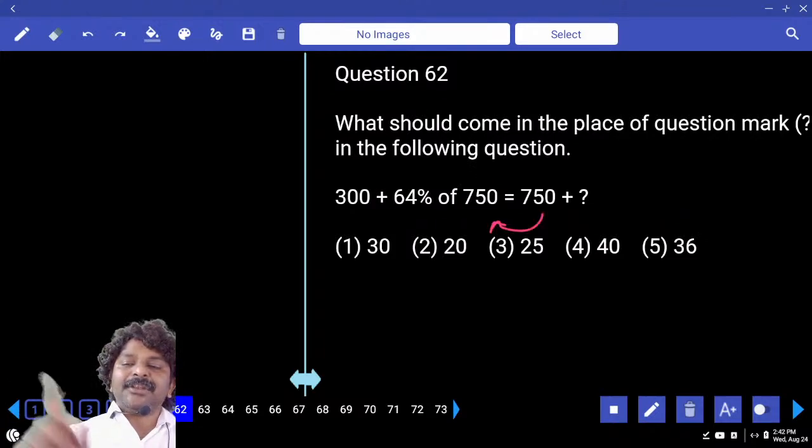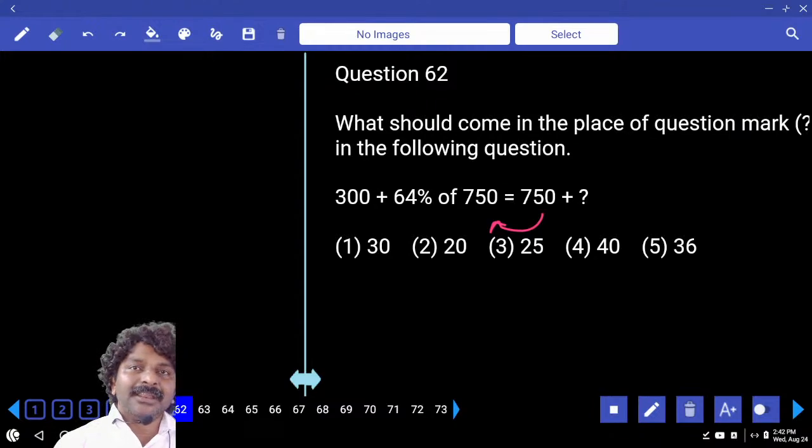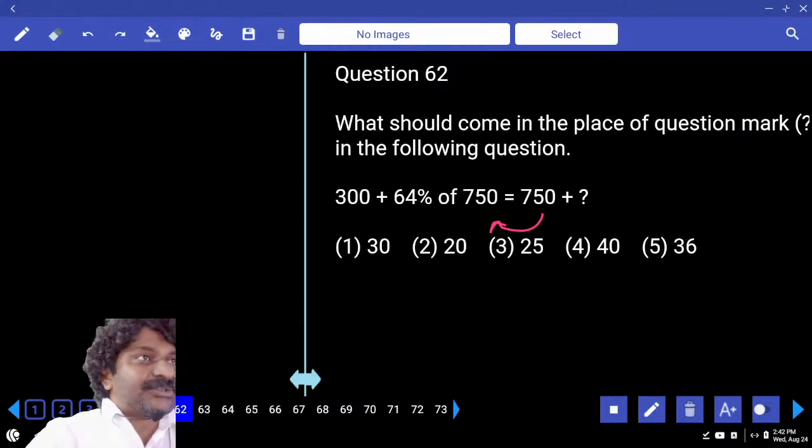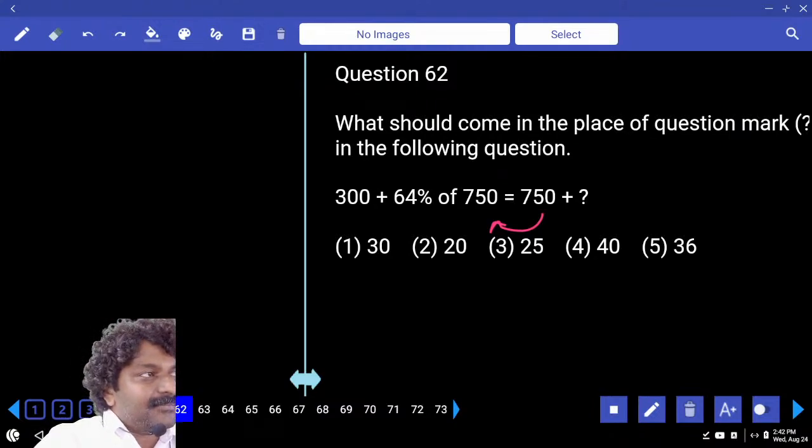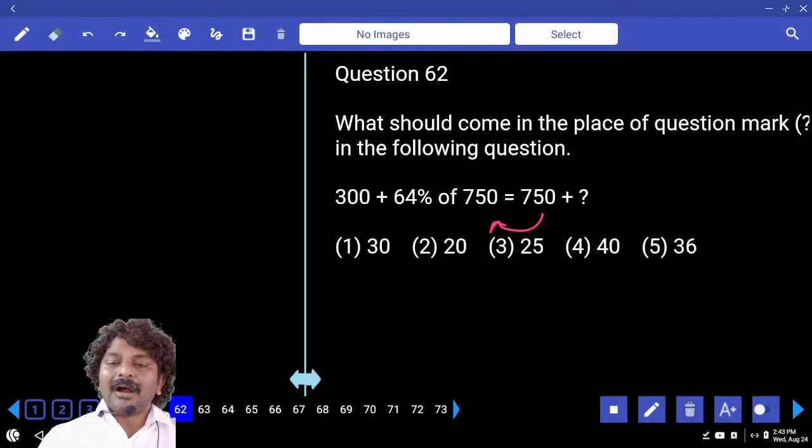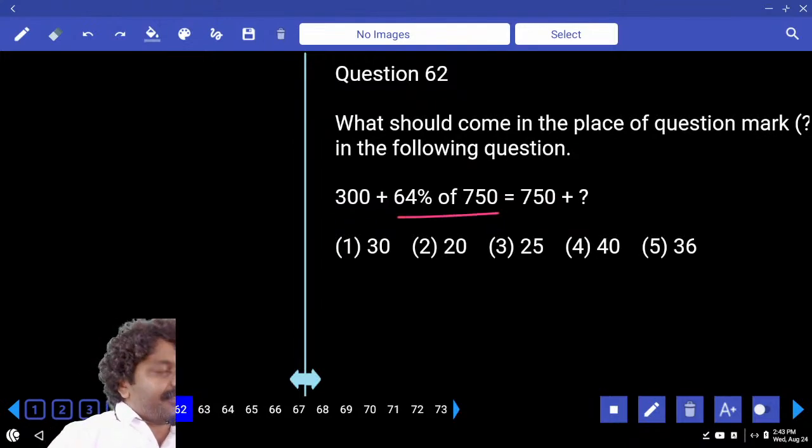Take 750 to the left hand side only. Can I take 750 as 1 into 750? Can I take it as 100% of 750? Already 64% of 750 is there. From the right hand side we are getting minus 750. That I will treat as 100% of 750.